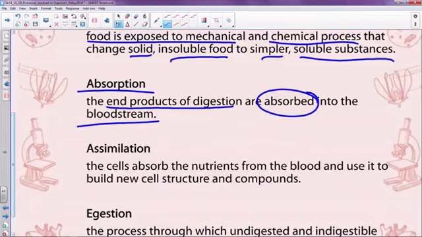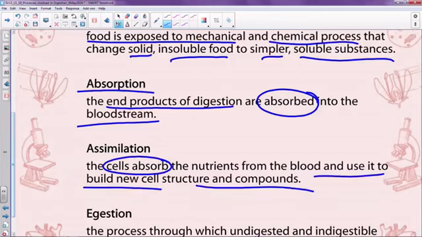Then we look at what happens after that. Those organic compounds that are broken up into monomers are then taken into the bloodstream. They reach a cellular level where the cells absorb the nutrients from the blood and use them to build new structures or new compounds based on the requirements of the body for growth and for repair.